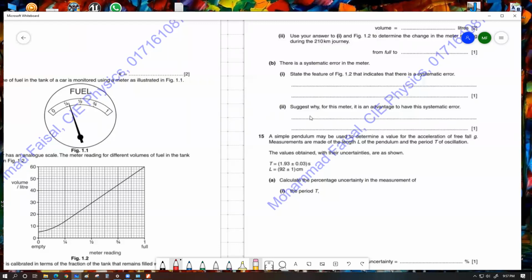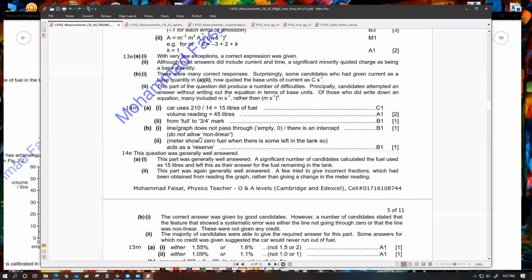Acha, টুতে বলছে suggest why for this meter is an advantage to have this systematic error. মার্কসিমের ল্যাঙ্গুয়েজটা খেয়াল করো। Meter shows 0 fuel when there is some left in the tank, so it acts as a reserve. So even when the meter shows 0, you still have some left.